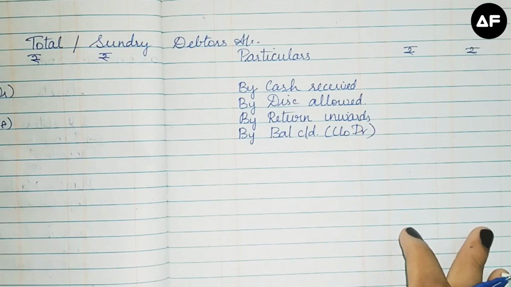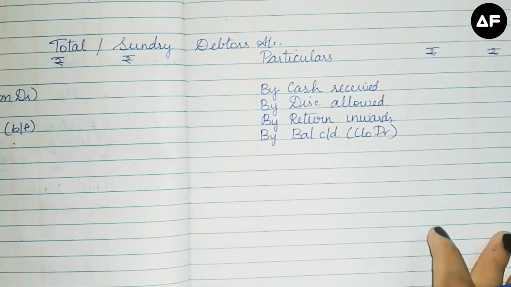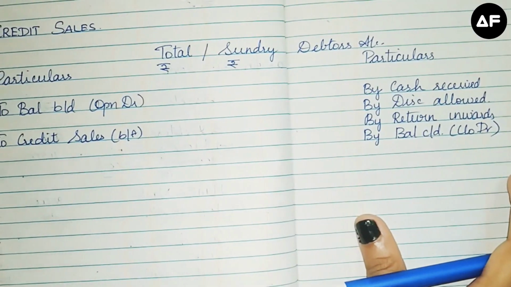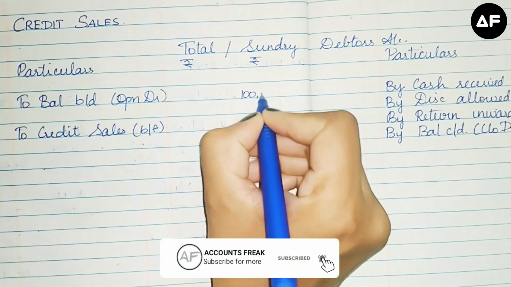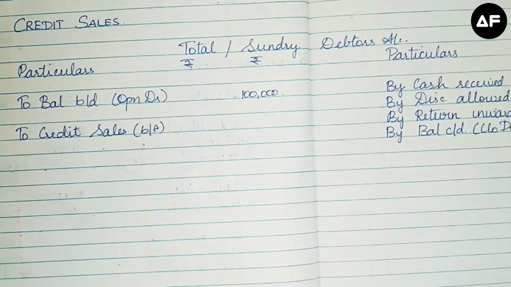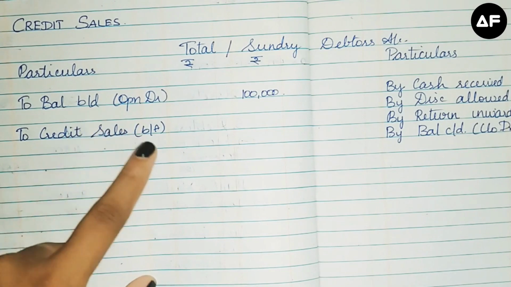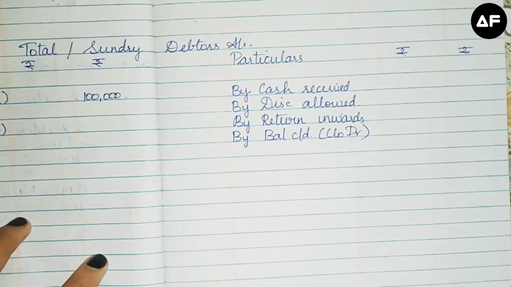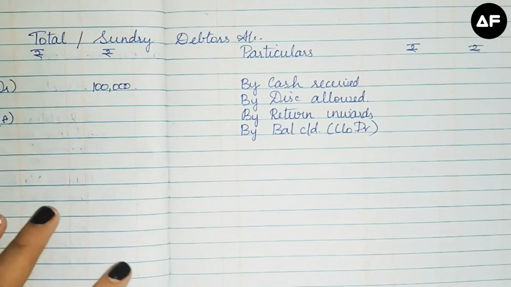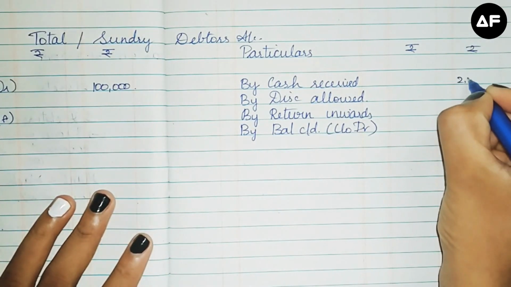The first one is debtors on 1st April 2018, 1 lakh. That is my opening debtor, so I fill in the opening debtors as 1 lakh. Apart from this opening debtors, there's nothing to do on the debit side, so I move on to my credit side. The next item is cash received from debtors, 2,30,000.